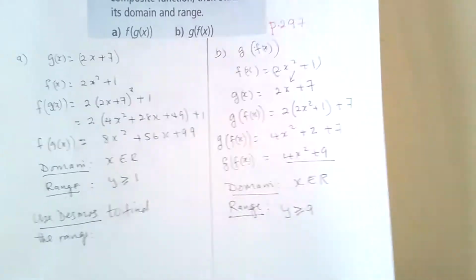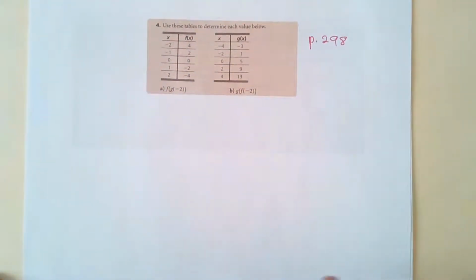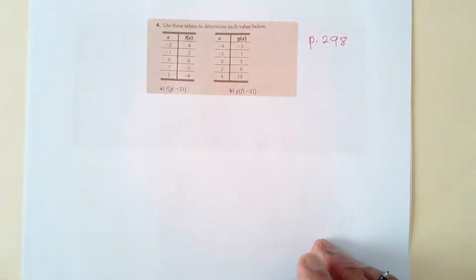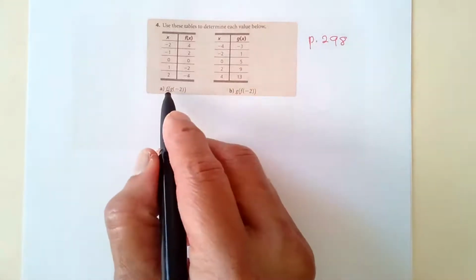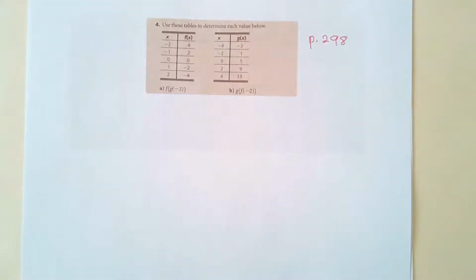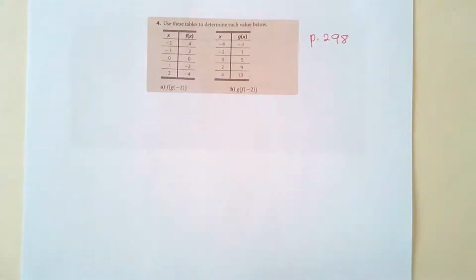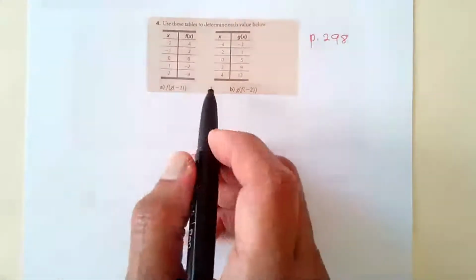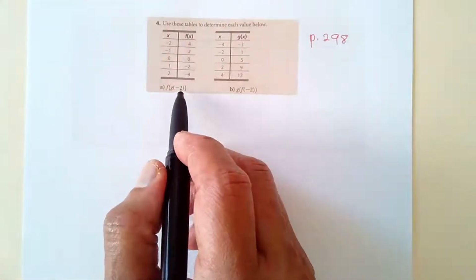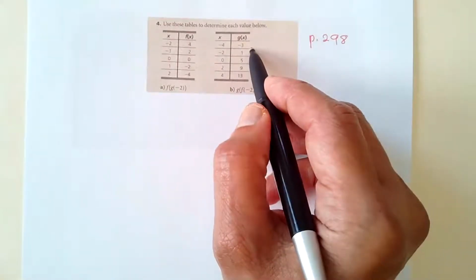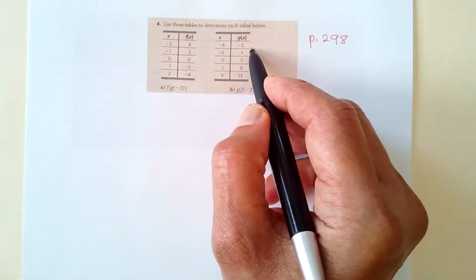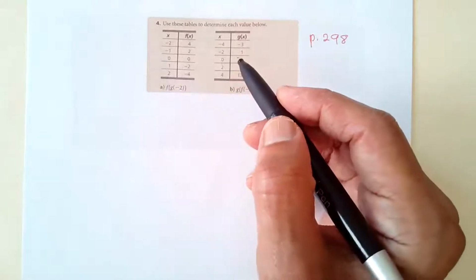Okay, let's look at some of your assignment questions. If you do have any of these questions, you can always email them to me. The first one, this is on page 298. You need to find f of g of negative 2. So first of all, for g of negative 2, we have to go to the first table. Then we transfer it to the second table.